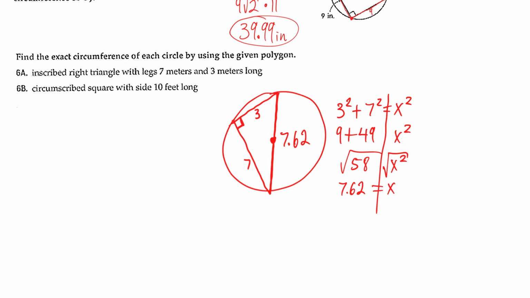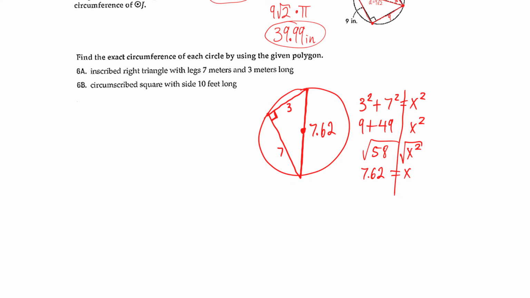To find the circumference, it's just pi times diameter. So you're just going to do pi times 7.62, which is 23.94 meters.